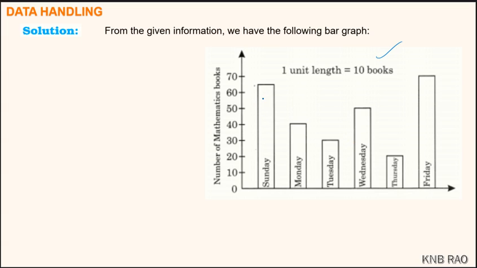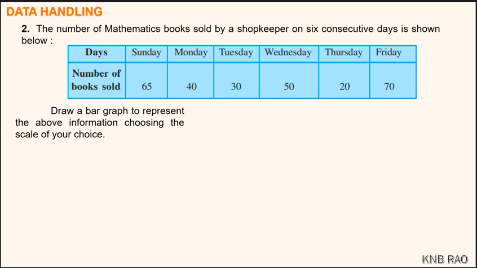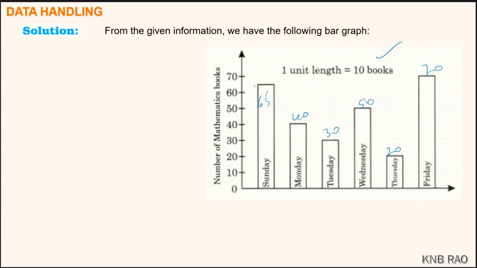sold. Here 65, and on Monday 40, on Tuesday 30, on Wednesday 50, on Thursday 20, on Friday 70. We have 65, 40, 30, 50, 20 and 70 you could get. Now, let us come to the next question, question number 3.